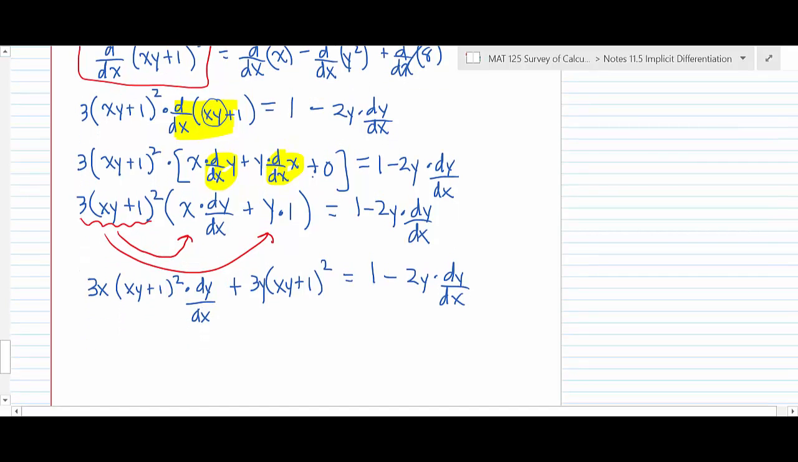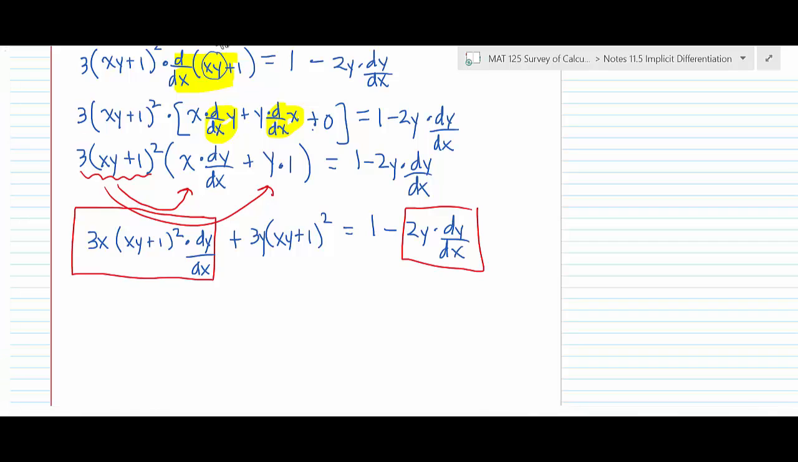Now, here's what we've got to do to finish this up. I'm going to draw a box around anything that has a dy over dx. That thing right there is a big piece, and that right there is a big piece as well. Those things need to be on one side of the equation. Everything else I didn't box in needs to go to the other side. So I'm going to bring this down. I'm going to leave this where it is. Just rewrite it. So that's 3x, (xy plus 1) to the second, times dy over dx.